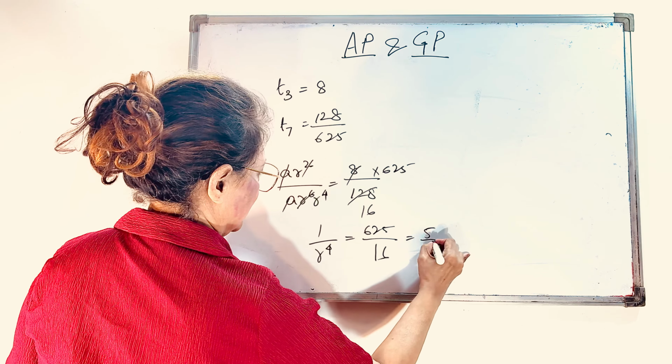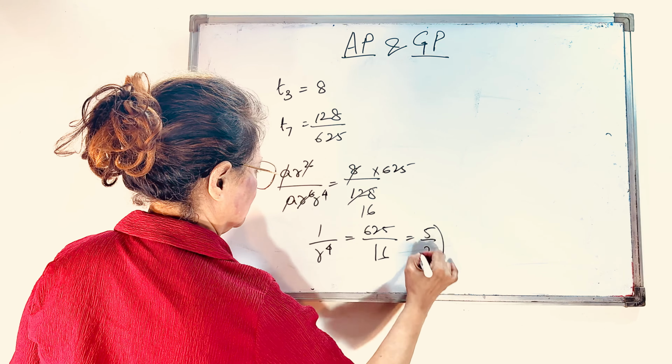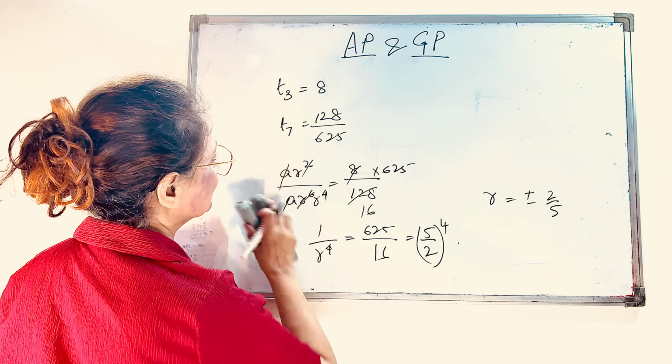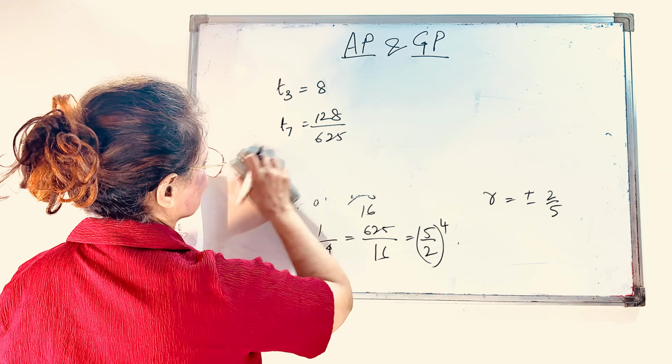This is 5 by 2 to the power 4. Again, as for square, same thing for power 4. Plus and minus both would satisfy. So r will be the inverse of this, right? r would be plus or minus 2 by 5. Then a can be found from here. Then you can find what is asked, the GP. So find a and find the series.